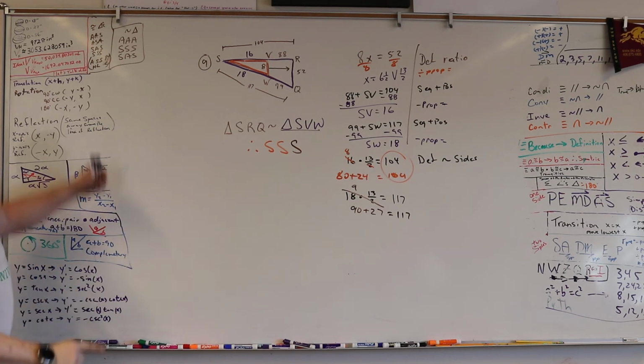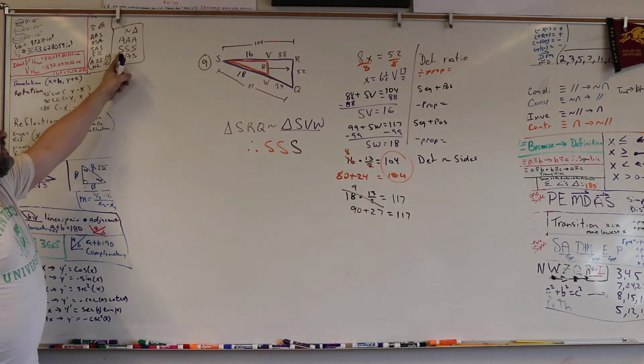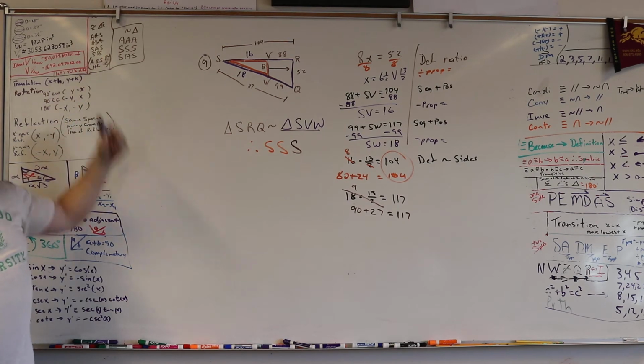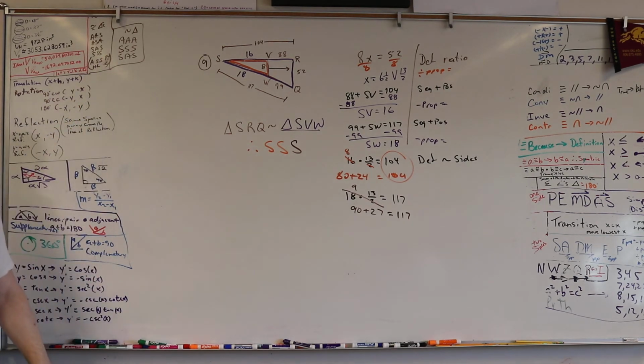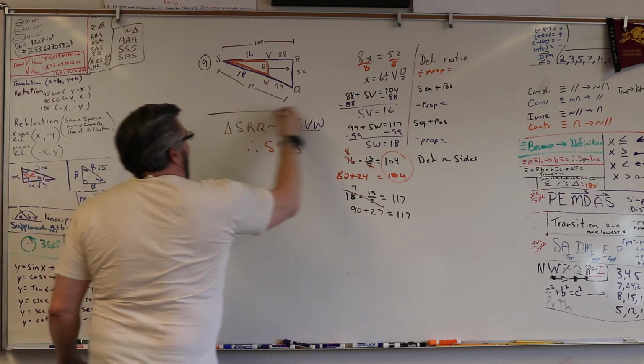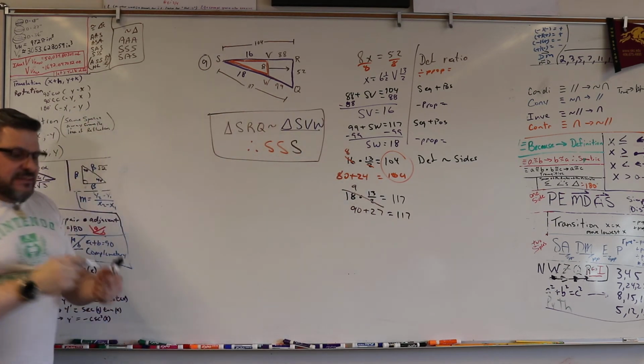And so due to SSS, right? Because each side is proportional to the other side, we can prove that these two triangles are similar. Yay team.